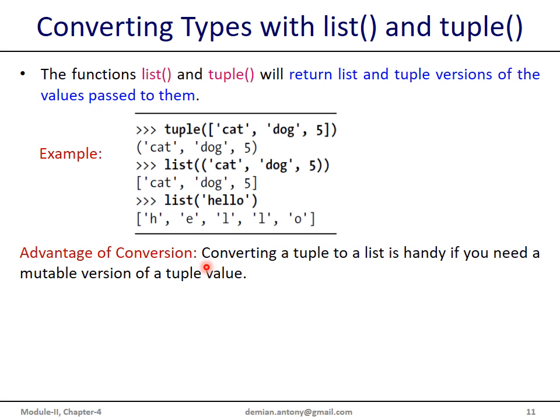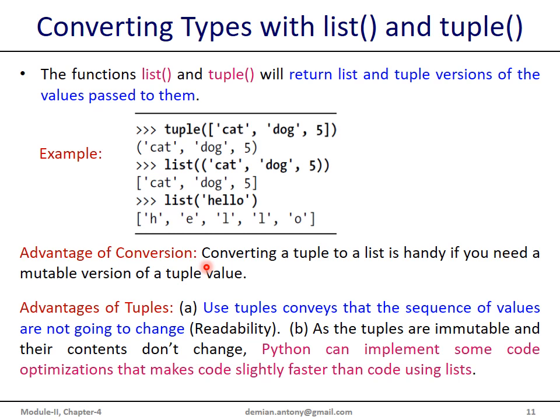And let us say you have a tuple and you want to modify the individual elements of the tuple. What we can do is convert that tuple into a list, modify it, and then create a new tuple which will not be modified further. This is one advantage of having these two functions, which convert one type to another type based on the application requirements. What are the advantages of tuples?